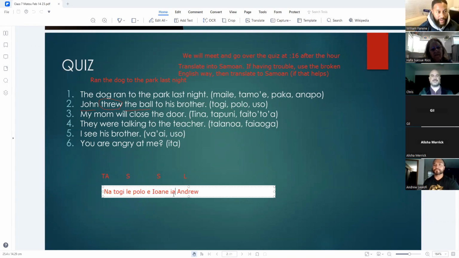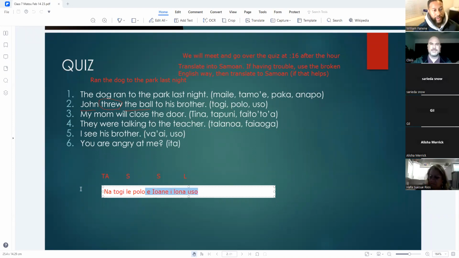So if it's a proper noun, names, stuff like that, it's going to be ya. But if it's a common noun, like rona uso, to his brother, so his brother is a common noun phrase. So that's why we say e. We're going to talk about this today, and just in case anyone is lost, we'll talk about that.